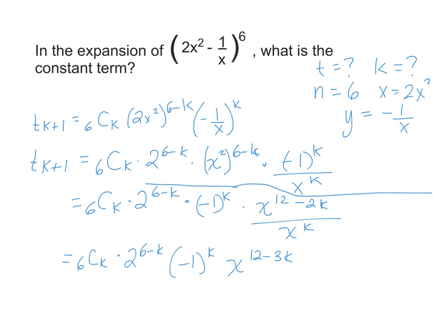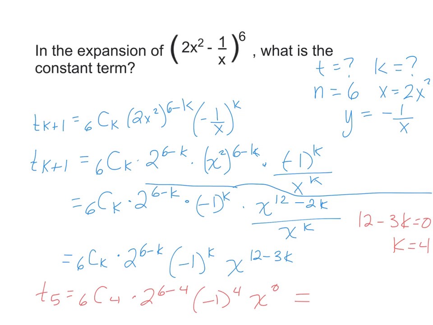12 minus 3k has to be equal to 0 for it to be a constant term. So k is 4, right? 12 minus 3k has to equal 0. Solve that for k, you get k equals 4. Now you can figure out what this term is going to be. We're looking for the fifth term. So we're going to do 6 choose 4 times 2 to the power of 6 minus 4 times negative 1 to the power of 4 times x to the power of 0, which is just 1.